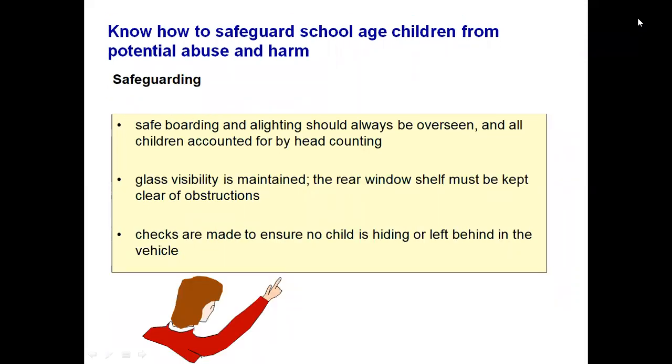So safe boarding and alighting, getting in and out of your vehicle, should always be overseen. All children are counted for by head counting. This is especially true in a minibus, of course. In your saloon car, glass visibility is maintained, so the rear window shelf is kept clear of any obstructions, no bags or lunch boxes on there, so it doesn't come forward as a missile if you have to brake in an emergency, or restrict your visibility through your rear view. At the drop-offs, make sure there are no children hiding or left behind in the vehicle.